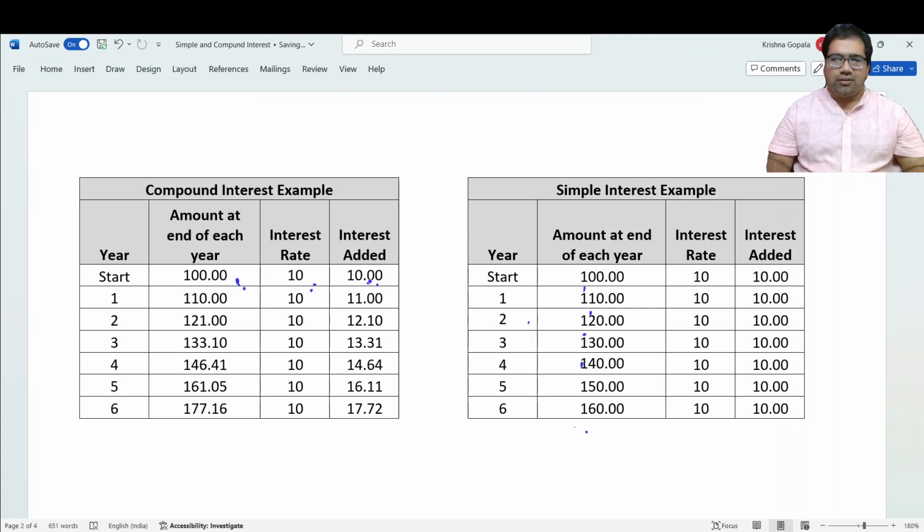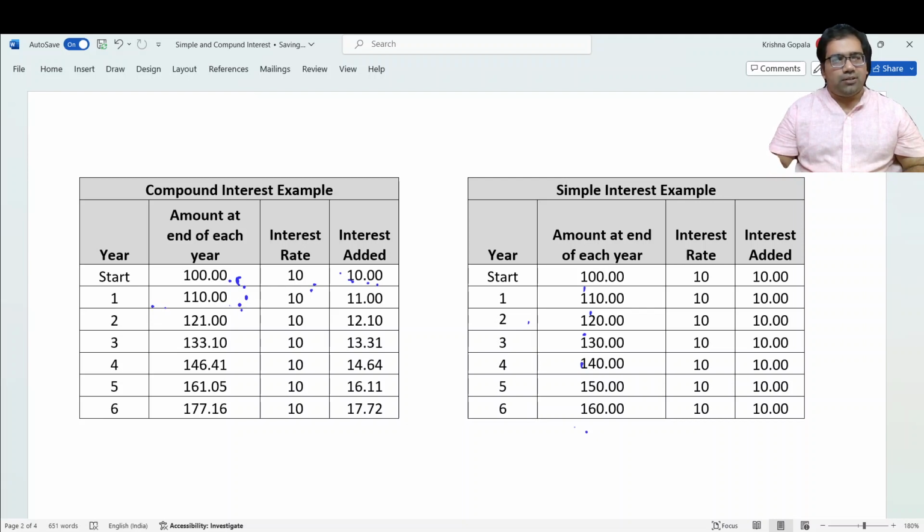Now this is 10. What will happen? This interest amount will be added to the original principal amount. That becomes 100 plus 10, which is equal to 110. At the end of first year, the amount would be 110 rupees.